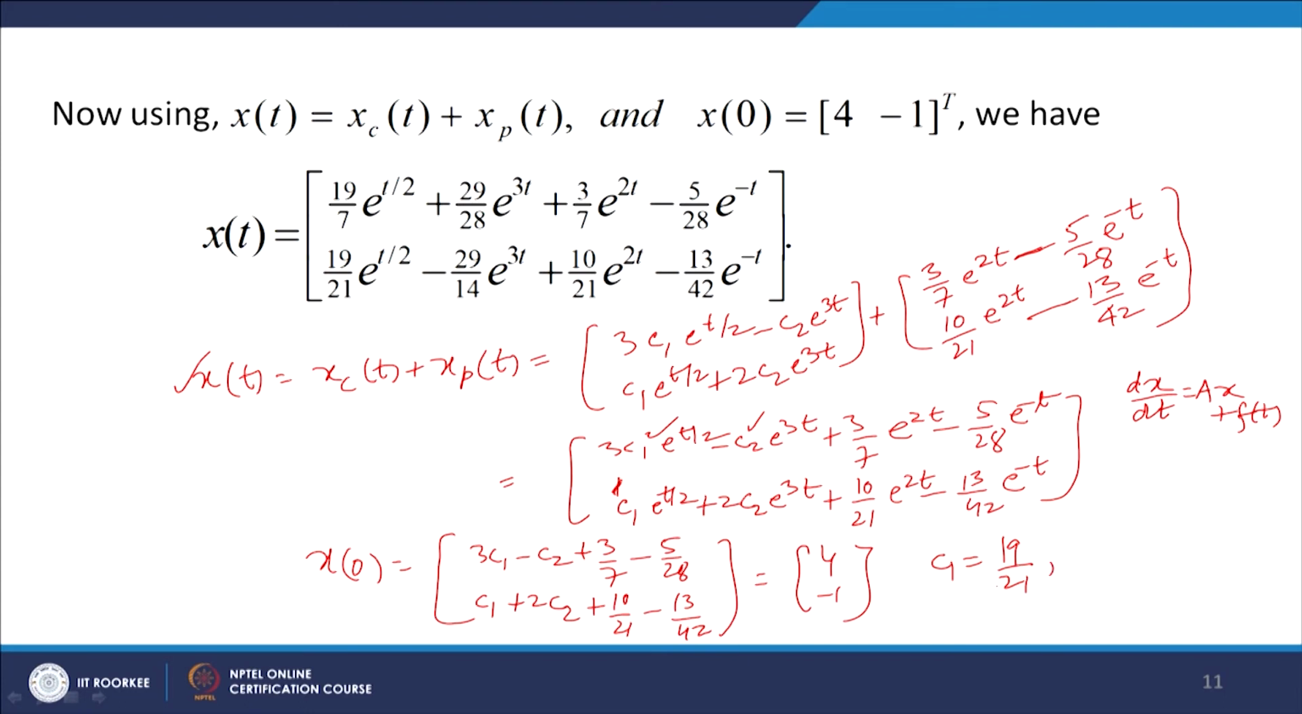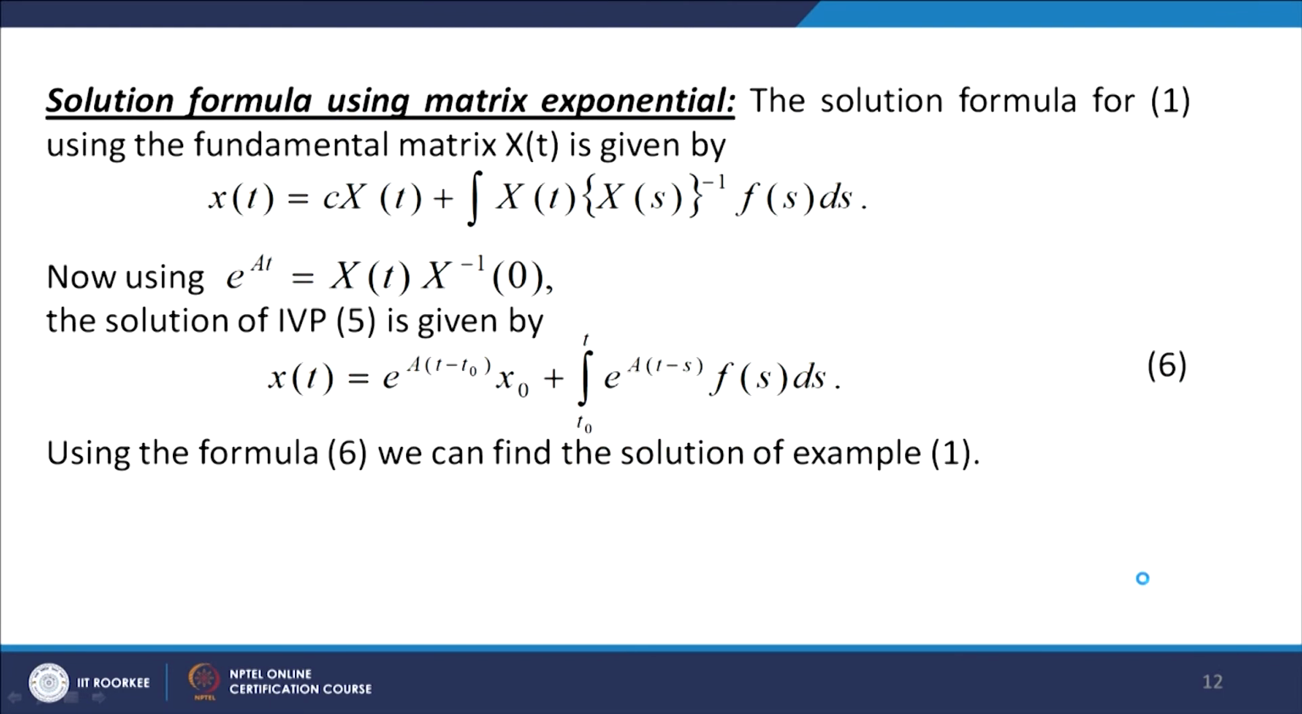And the coefficient of e^(3t) is minus c2, which is 29/28. So c2 will come out to be minus 29/28. So put these values of c1 and c2 in this general solution, and you get the solution of the initial value problem.